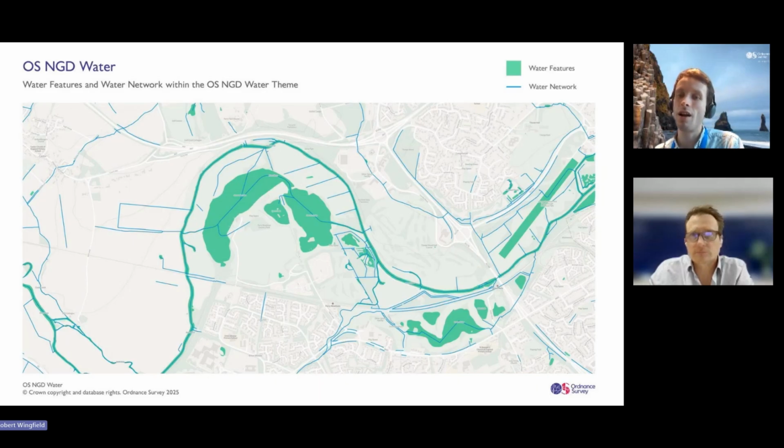We'll be talking through a lot more in the water webinar coming up in a few weeks' time, but that's very much focused again on that network representation and the individual polygon features, things like lakes and rivers. There you can see on the screen there in green, really showcasing that way to understand the width and the topographic view of the water network there.